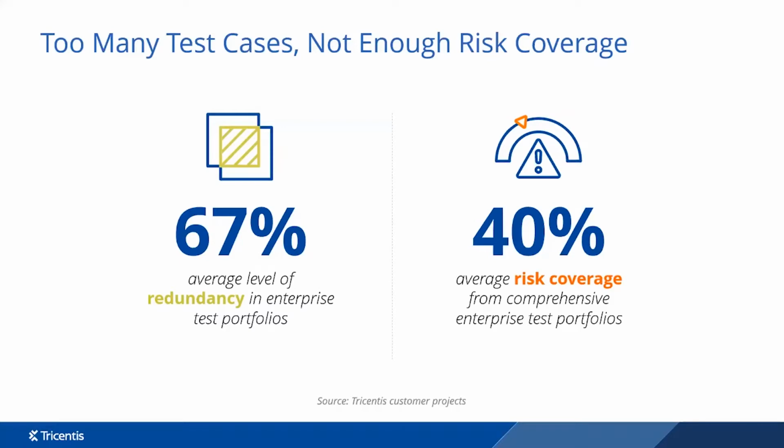Basically, what we see today with all automation tools, when we approach our customers, is huge redundancies in test portfolios out there, up to 65, 67%. And we see a very low risk coverage.